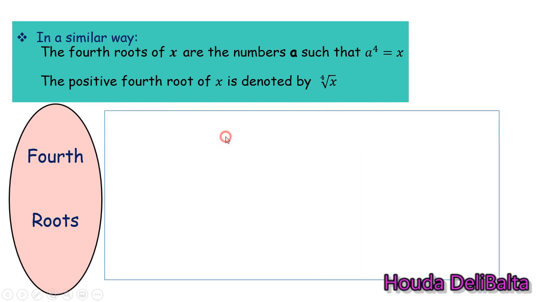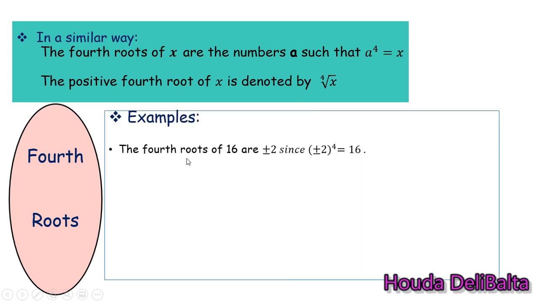Let's see why. Examples. The fourth roots of 16 are plus or minus 2, since plus or minus 2 to the power 4 equals 16. So plus 2 to the power 4 is 16, minus 2 to the power 4 is 16 as well. So any positive real number has two fourth roots, a positive one and a negative one. And the positive one is denoted by fourth root of the number, which is 2.